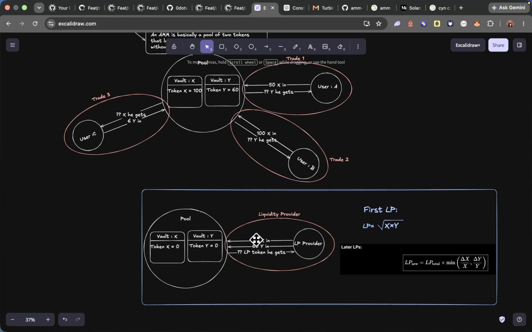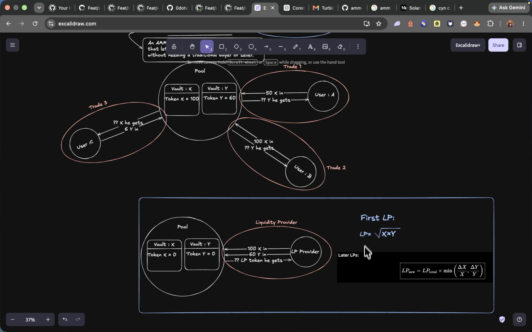And later, if he wants, he can also withdraw his liquidity and burn his LP tokens. At that time, we'll transfer both token X and token Y back to the user and we'll burn the LP tokens. We also have a formula for how many LP tokens he should get in return when he provides liquidity. In this scenario, there would be two conditions.